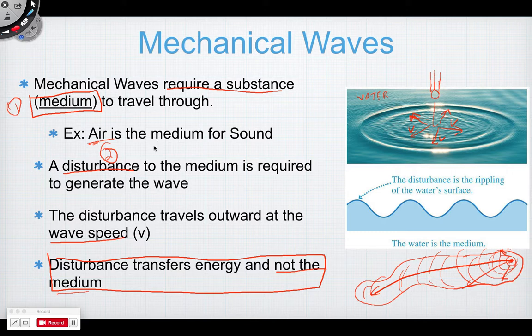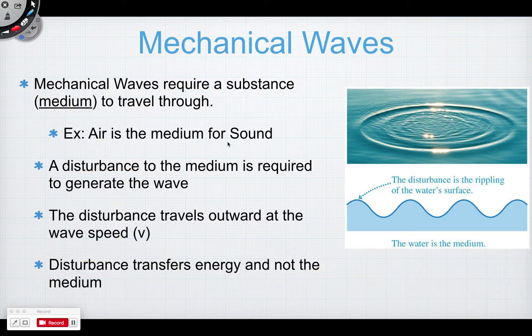In the same way that sound, when you hear my voice in the classroom, you hear the energy of my voice that continues through. The air that comes out of my throat is not being transferred around the room. It's the energy from my voice that gets transferred around, okay? So we'll talk more about that a little bit later.